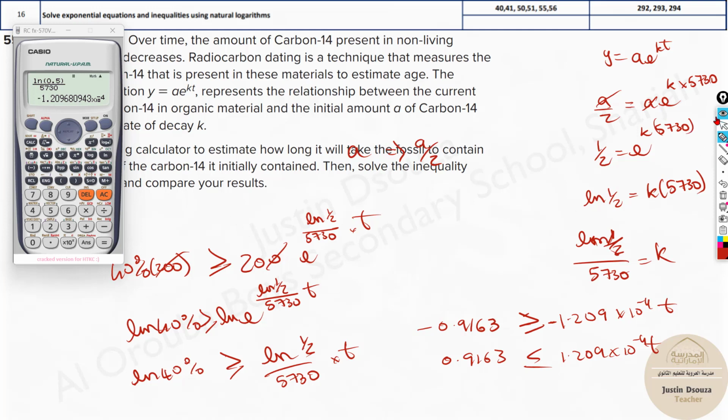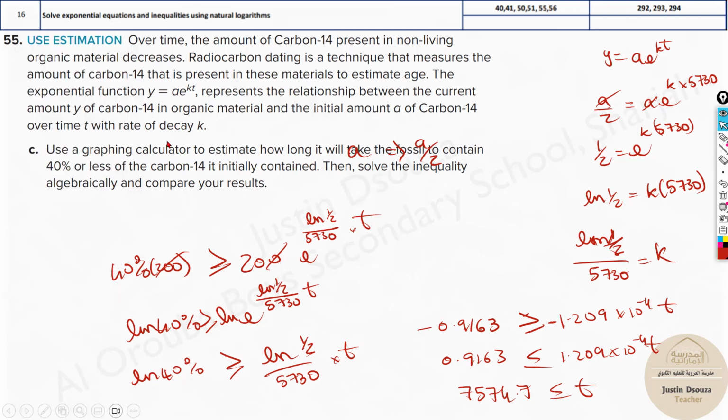Now just divide here in the calculator. Now this must be positive, so I'll just multiply with minus 1. So now I can directly use this as the answer, 0.9163 divided by the answer, it's already saved. So the answer is 7574.72. So let me write it out over here, 7574.7. Now time must be more than or equal to 7,574 years. Only then it will decay more than 40%. It will be 40% or less. Otherwise, no.